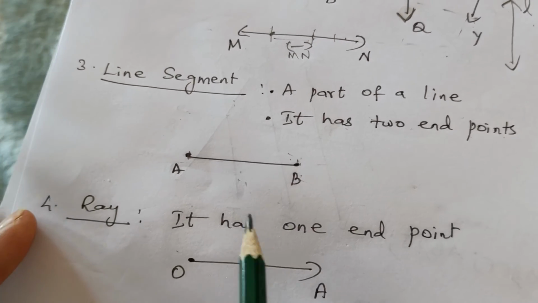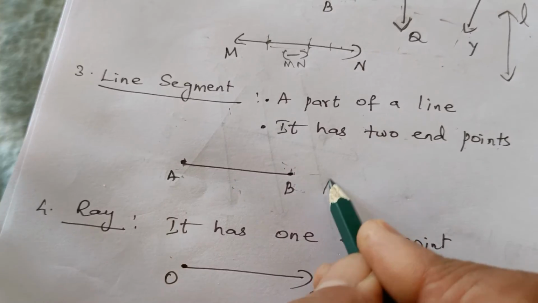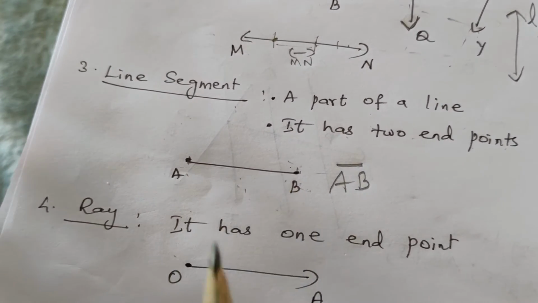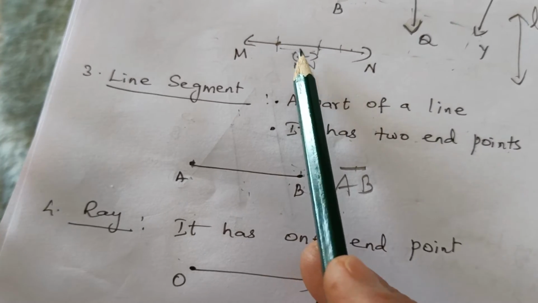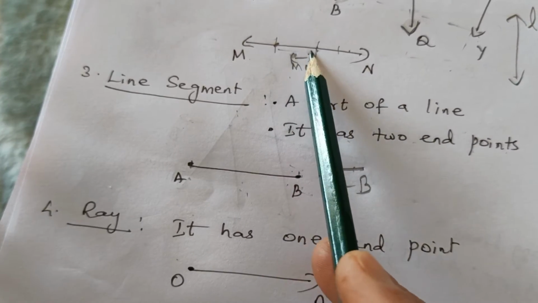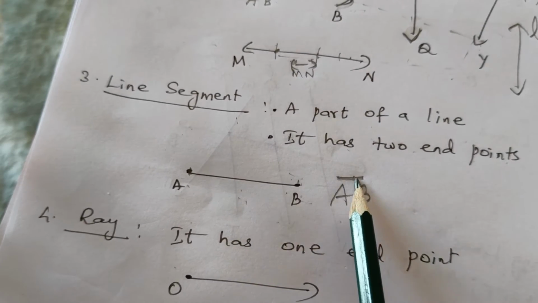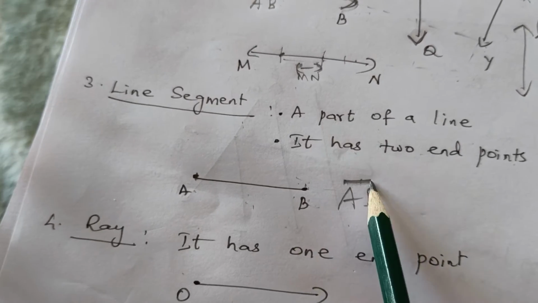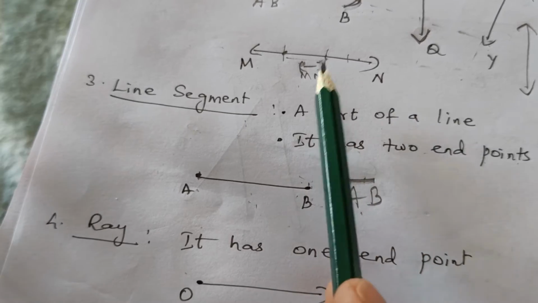A line segment is named by two capital letters, one at the starting point, one at the ending point. So this is line segment AB. Can you make out the difference? When you are naming a line, we put arrow marks on both the sides. When you name a line segment, no arrow marks, only the line. That's all we draw because it has ending points. It has a starting point and an ending point. So this is a line segment, this is a line.